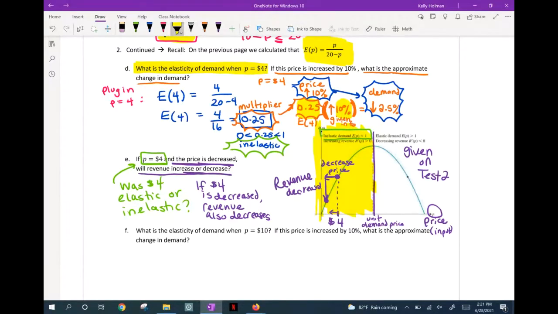What is F asking us? F says, what is the elasticity of demand when P equals 10? I don't know. Let's plug it in and see. So the rule was P over 20 minus P, right? That was our generic rule. Now we're just going to plug in a price of 10. Everywhere I see a P, I put a 10. That's going to give us 10 over 10, which is 1. That's your unit demand.